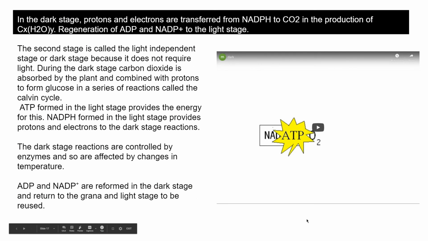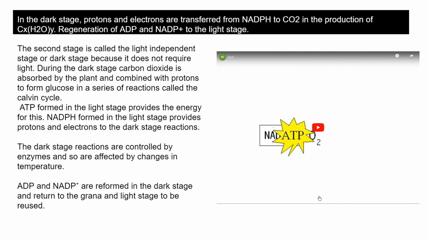Okay, so now we're looking at what happens in the dark stage. The second stage is called the light-independent stage or the dark stage. Okay, it doesn't require light, so it's called the dark stage. During the dark stage, carbon dioxide is absorbed by the plant. Carbon dioxide enters through the stomata, makes its way through the air spaces to palisade mesophyll cells, where it diffuses into the chloroplast, into the stroma of the chloroplast. So that we have our carbon dioxide.